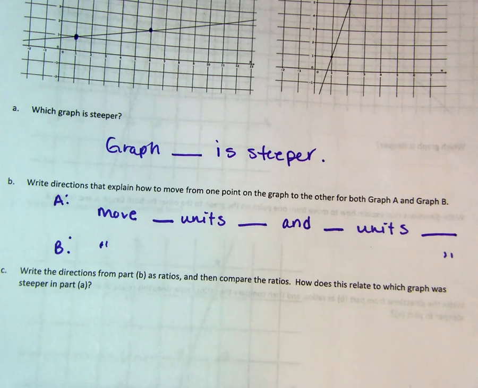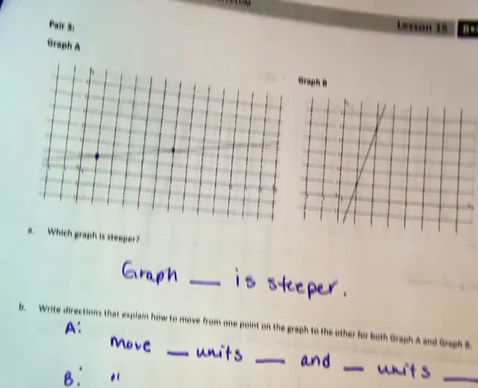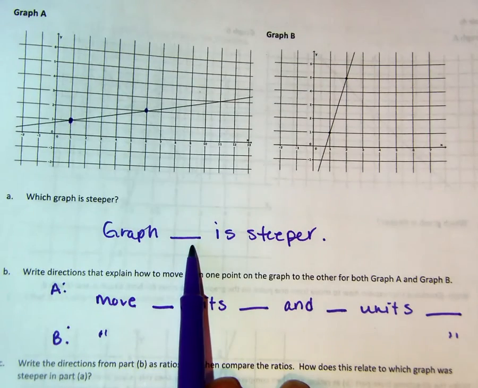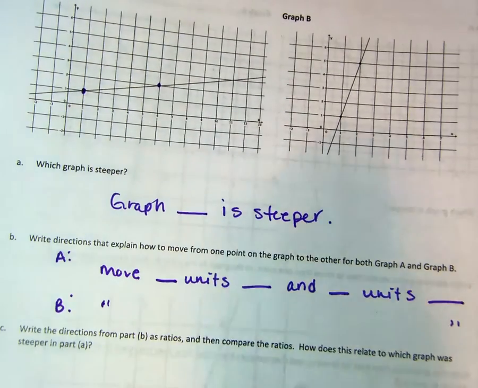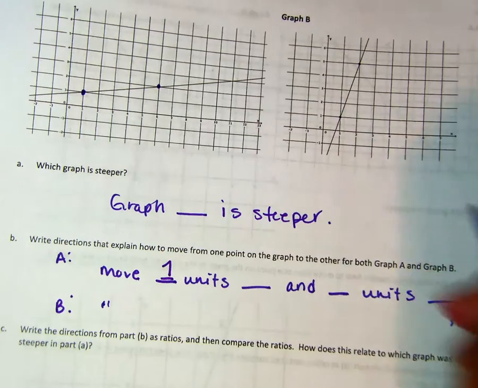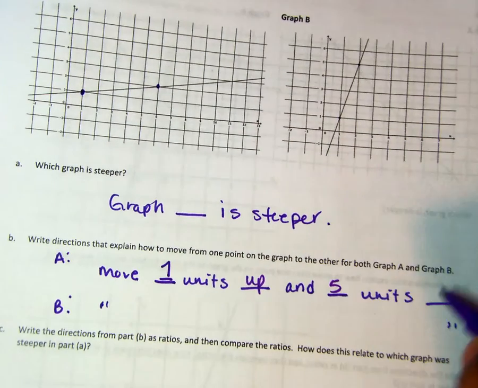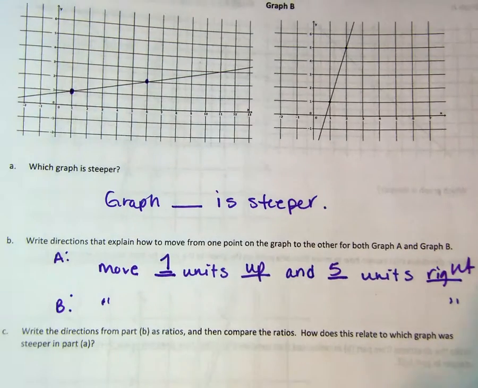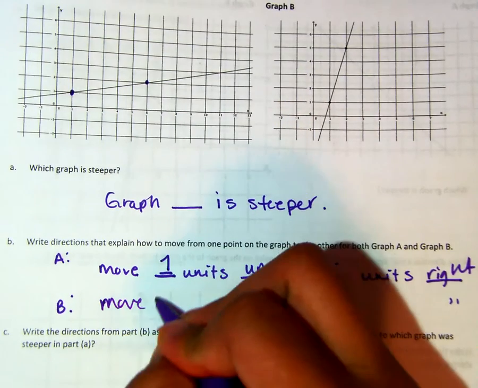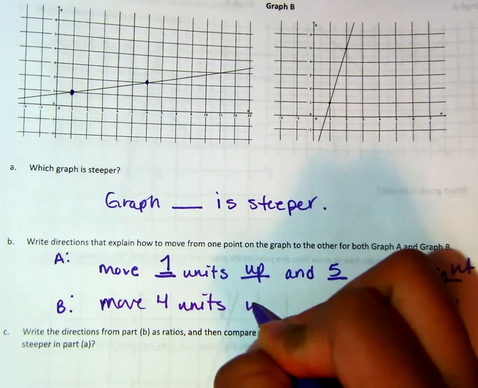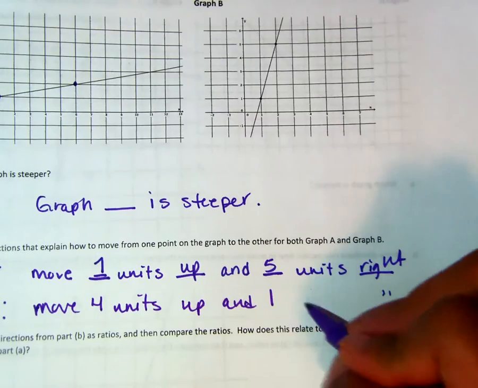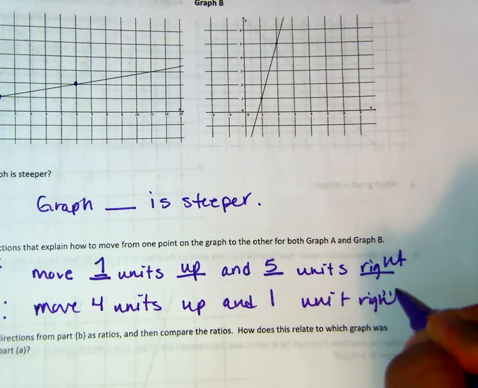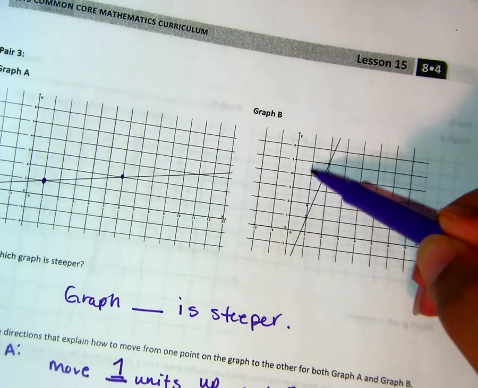Which graph is steeper? Should have said that graph B is steeper. And for graph A, you want to move 1 unit up and 5 units right. All right. And for graph B, you want to move 4 units up and 1 unit right. 4 units up, 1 unit right.